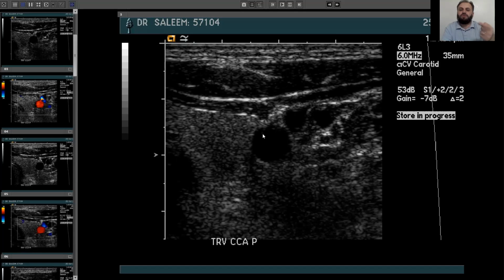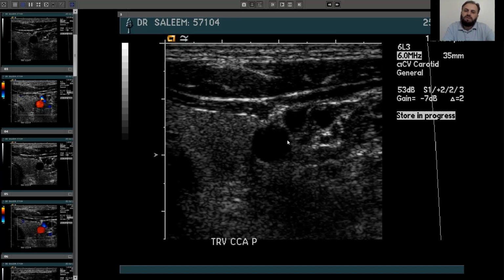So this is our first image, to take it as prox. The next image is our mid. We have to see some changes in the thyroid tissue in the next image, which will indicate that we are in the mid portion of the CCA by the transverse shot. So this is our proximal.